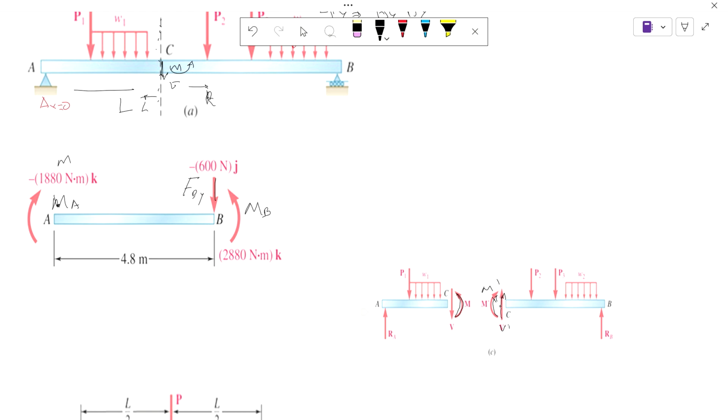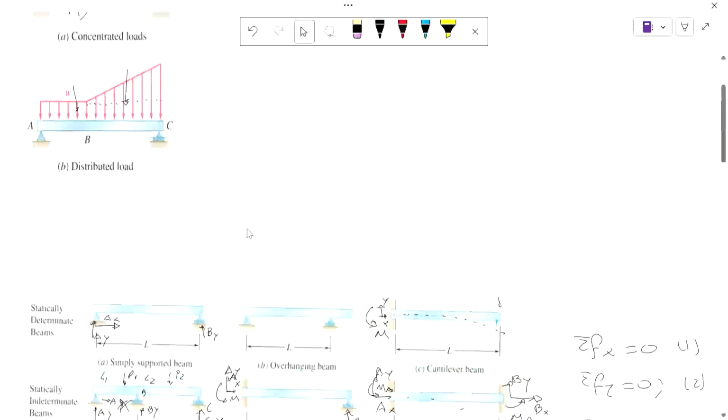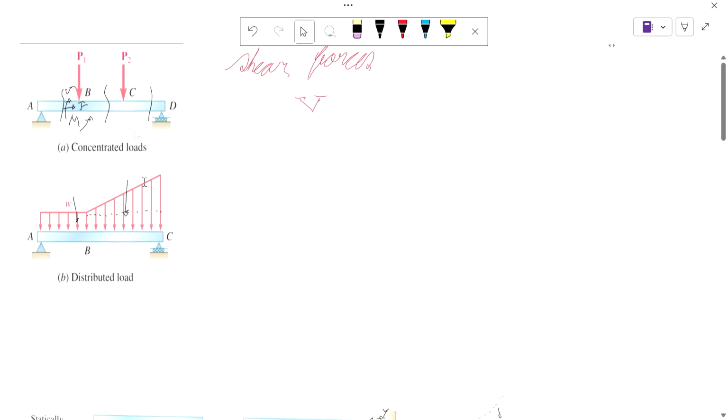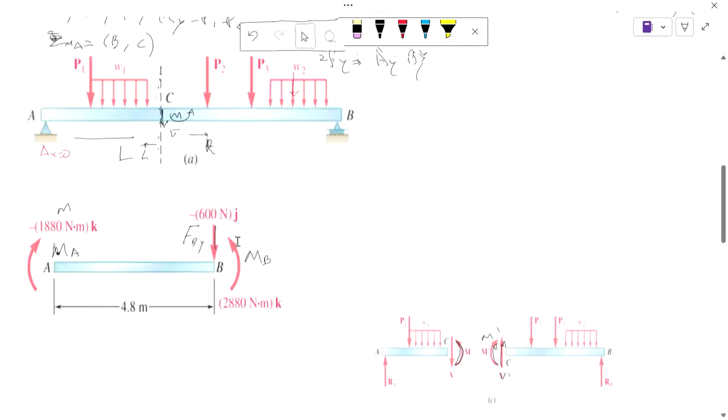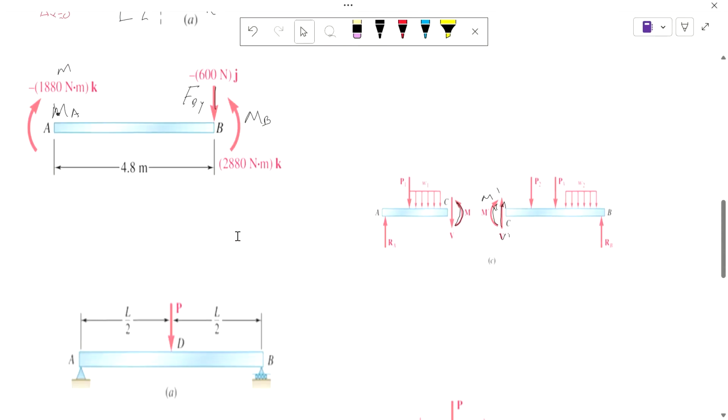This is only the same if it's a symmetrical case, and that's not what we're given. Unless P1 and P2 are the same and they're located at the same distance from A to the force and from the force to D, it will be symmetrical. Otherwise, the shear forces will vary. And that's precisely why you want to go and try to find your forces.